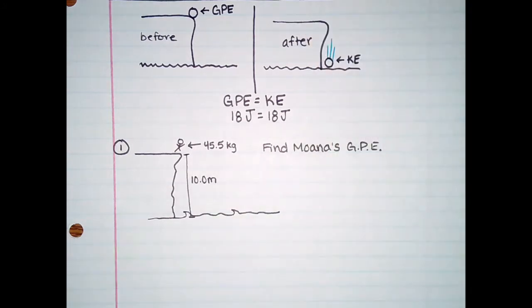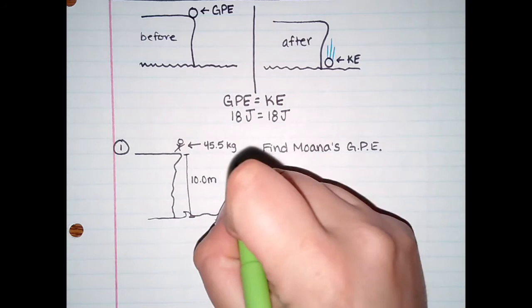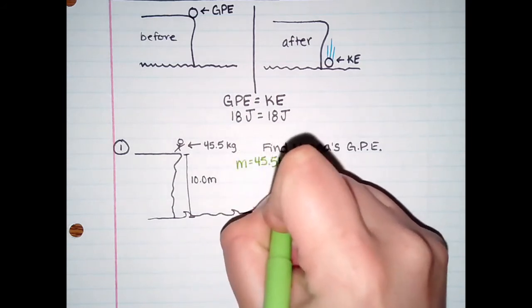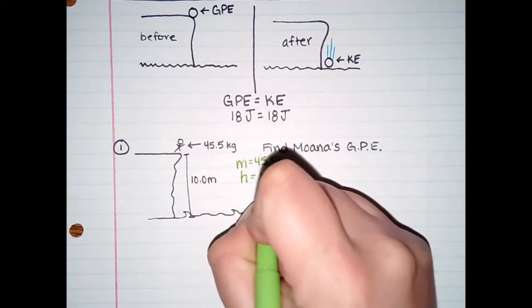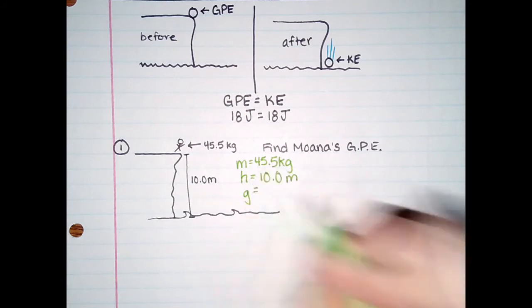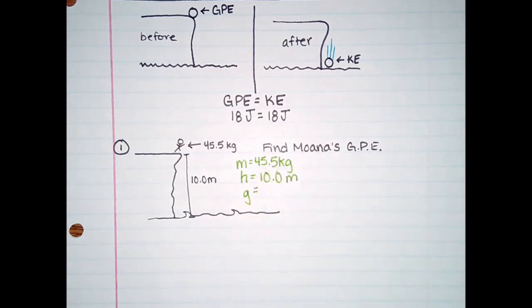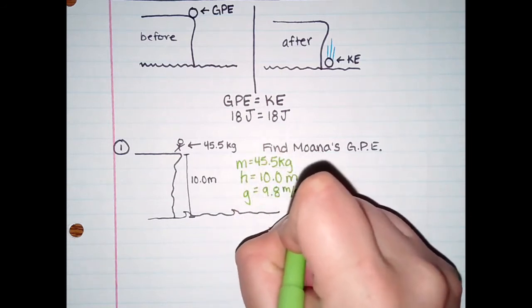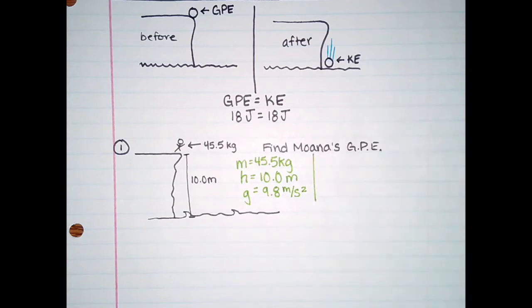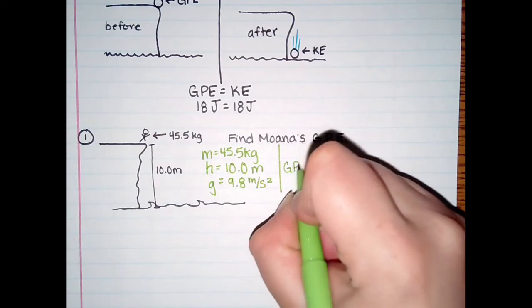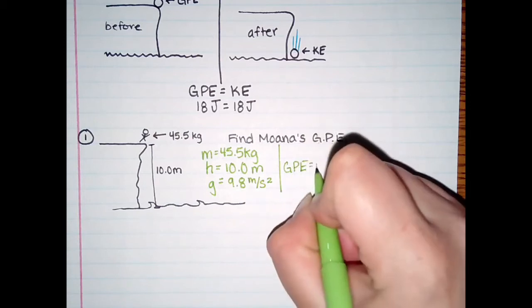Well, we know her mass. We know the height, but we need something else. We need gravity. We're assuming Moana is on Earth, and the gravity is 9.8 meters per second squared. Our formula to solve this that we wrote down yesterday: GPE equals mass times gravity times height.